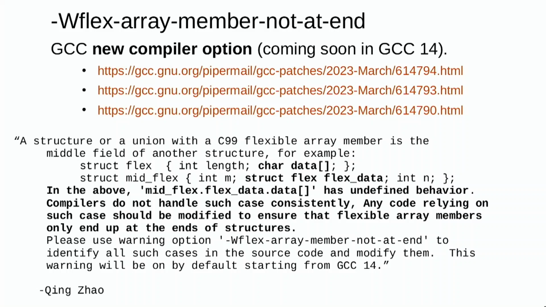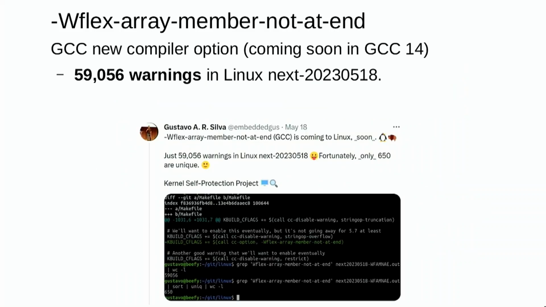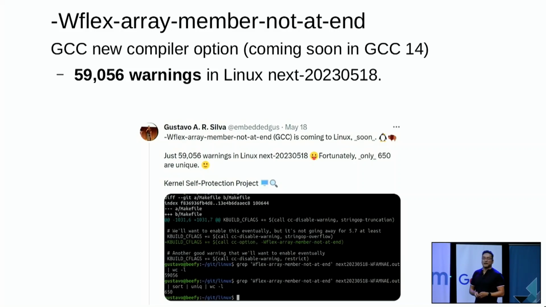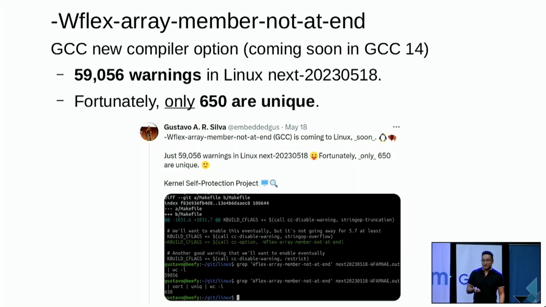And well, this is a part of the information in the patches. So yeah, basically this option helps us to detect those cases in which we have a flexible array member embedded or nested into multiple other structures. So we need to take a look at those pieces of code. And when I found this, I was helping Qin Xiao to test this compiler option, and I built my kernel with this option enabled. And well, I found almost 60K warnings in Linux Next in the last year. So that's a lot of warnings.